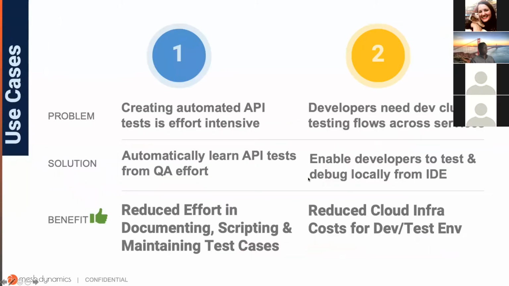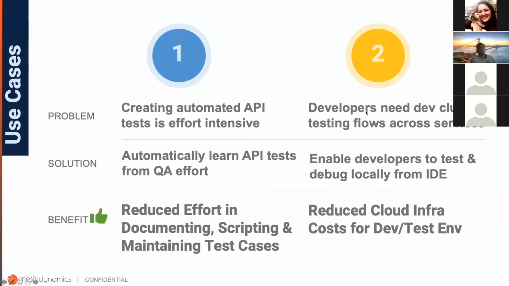Right? So the two common use cases, again: how do we create automated API tests easily without having to invest so much engineering effort, right? Here our solution is, once we capture the usage activity from some manual QA or ad hoc QA activity that's happening in your staging environments, we can automatically learn the API test from that. We'll walk through that particular flow.